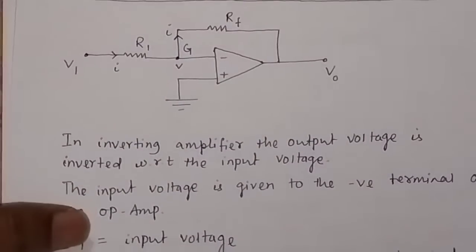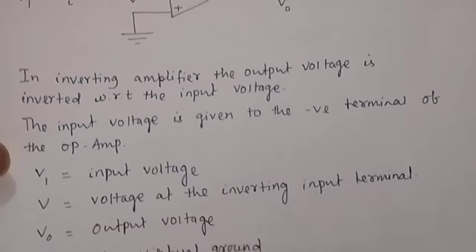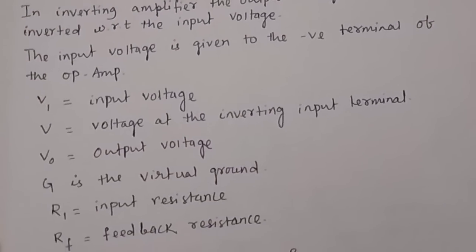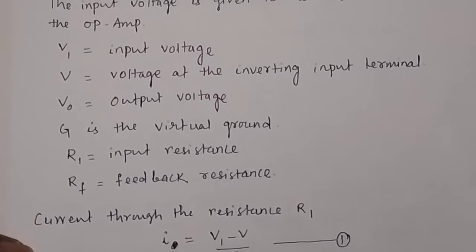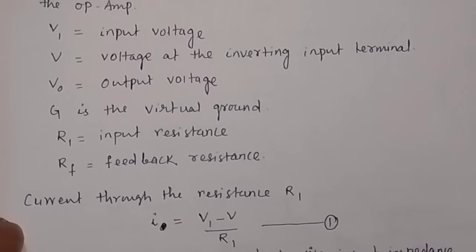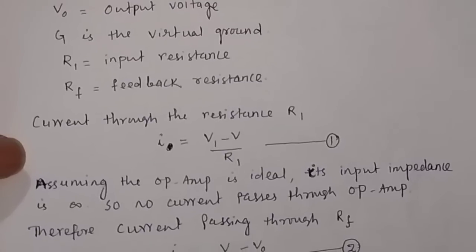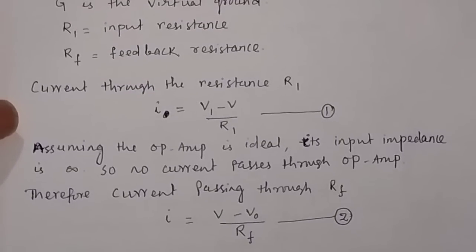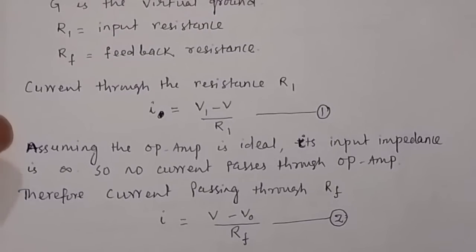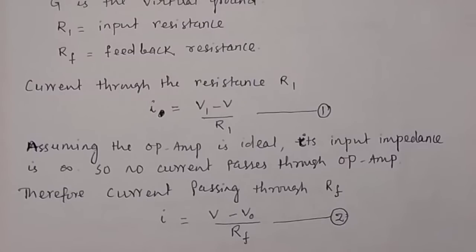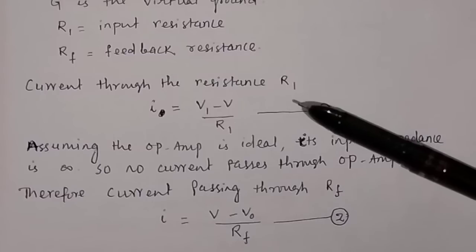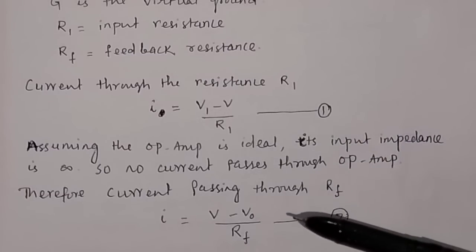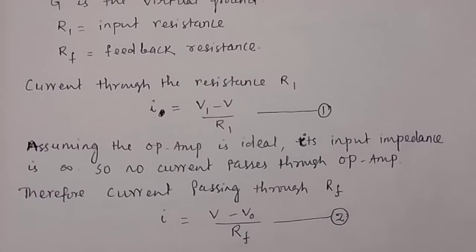So these are the things we have discussed: what is V1, what is V, what is V0, what is G, what is R1, what is RF, what is the current through the resistance R1, and what is the current through the resistance RF. You have two equations: the current through the resistance R1, and another equation, the current through the resistance RF, or feedback resistance.